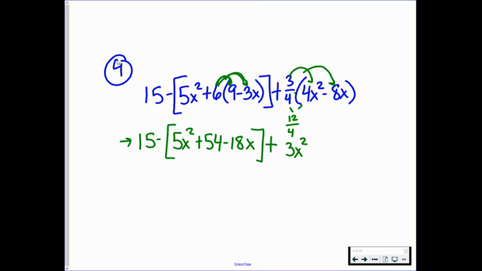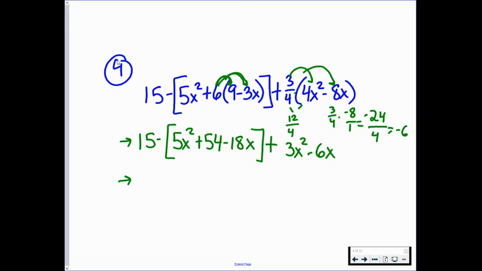3/4 times negative 8. I'll do that right here. Remember, you can put a 1 underneath if that makes you feel better when you multiply fractions. And we're going to multiply straight across. 3 times negative 8 is negative 24. 4 times 1 is 4. And that divides to be negative 6. So this is minus 6x.